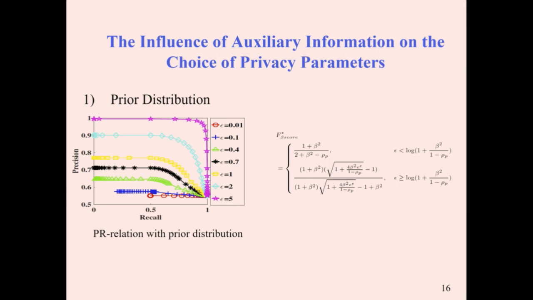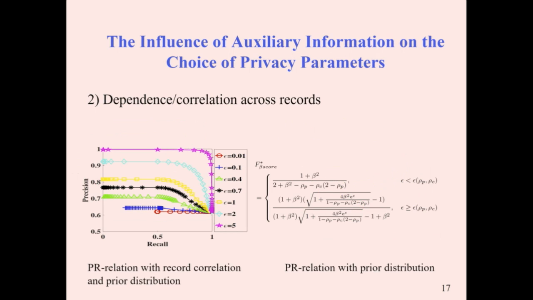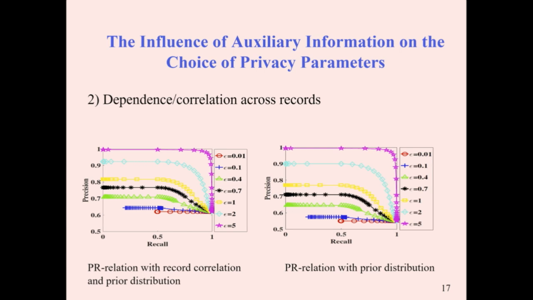It's kind of hard to see how it changes, so we put in a comparison to the previous curve. On the right is the previous one. You can see that the entire curve shifts up, which matches our intuition that as the adversary has more information, they are better at inferring the original database. Then we consider different types of auxiliary information, including the dependency and correlation across records. And we plot it out. Again, on the right is the previous plot with the prior distribution. If we add record correlation, it lifts up even more. The more information the adversary has, the better they are at inferring the database.